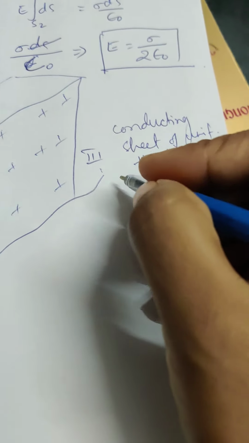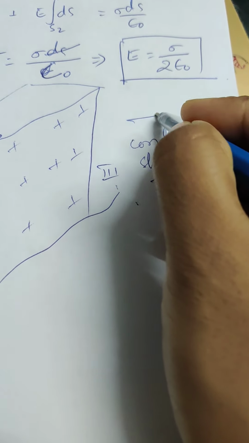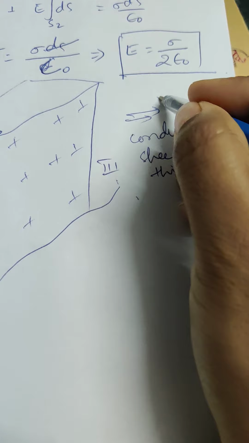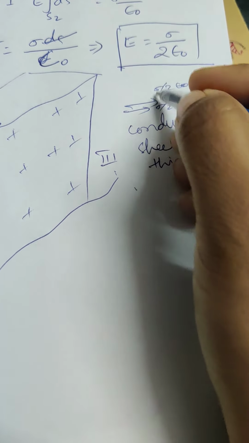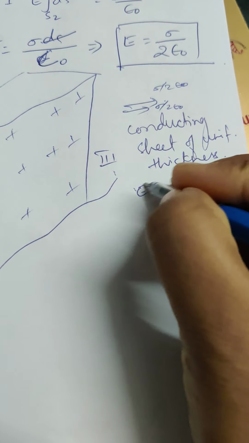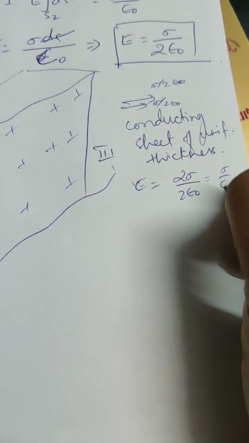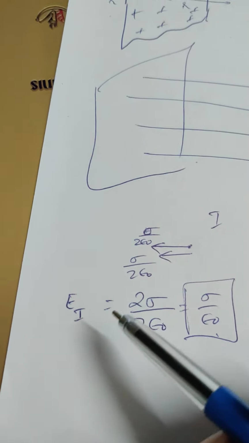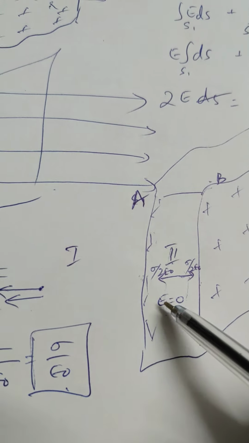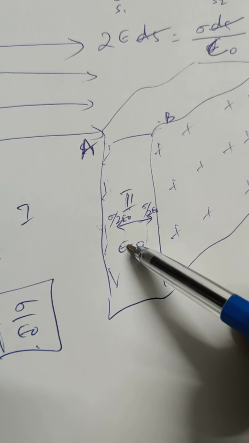And when you come to this region, because of sheet B, electric field is away, and because of this sheet also electric field is away. This is sigma by 2 epsilon naught, this is also sigma by 2 epsilon naught. They are in the same direction, so you have to add. Your electric field here will be 2 sigma by 2 epsilon naught, which is sigma by epsilon naught. On this side the direction is different, and in between electric field is 0. This is for a thick sheet, not a thin sheet.